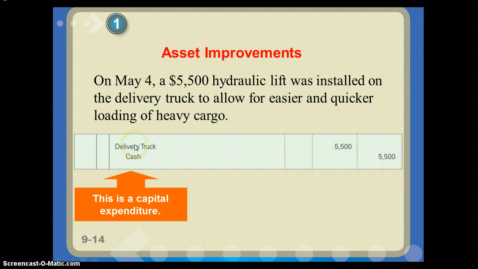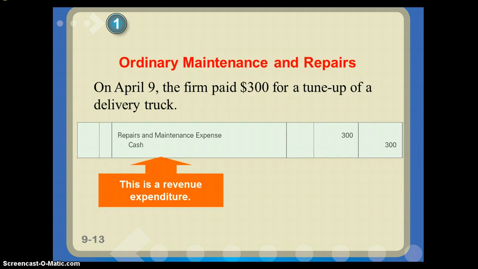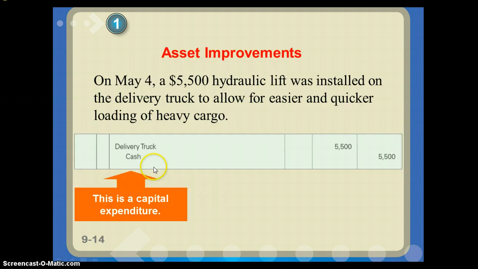Capital expenditures are going to be accounted or attributed to the asset they belong with. If we look at our previous entry, it was a revenue expenditure, so there's an expense. Revenue expenditures are tied to expenses. Capital expenditures are tied to assets.